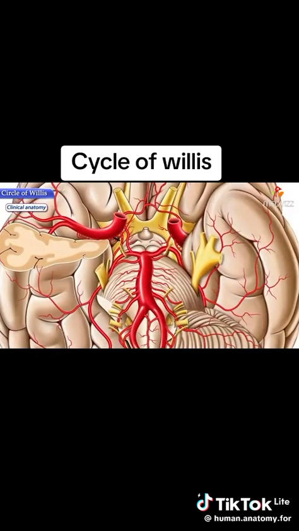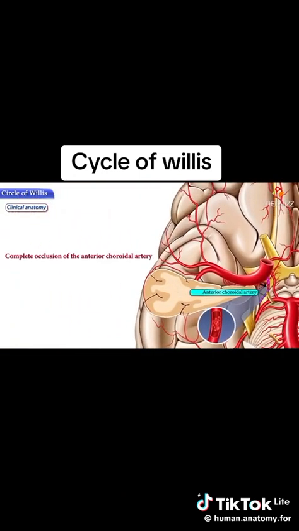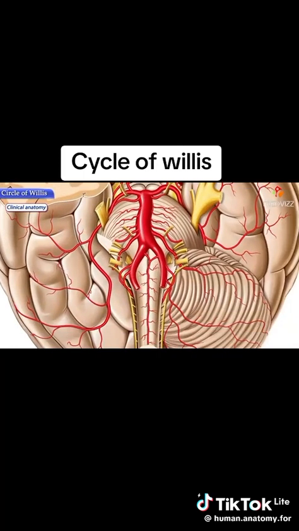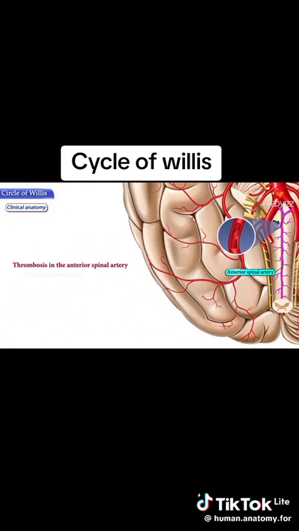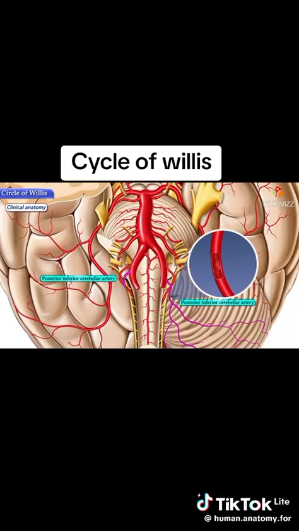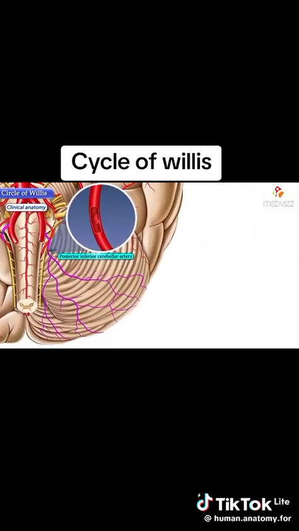Complete occlusion of the anterior choroidal artery may lead to contralateral hemiplegia, hemianesthesia, and hemianopia. Thrombosis of the anterior spinal artery leads to medial medullary syndrome. Thrombosis in the posterior inferior cerebellar artery leads to lateral medullary syndrome.